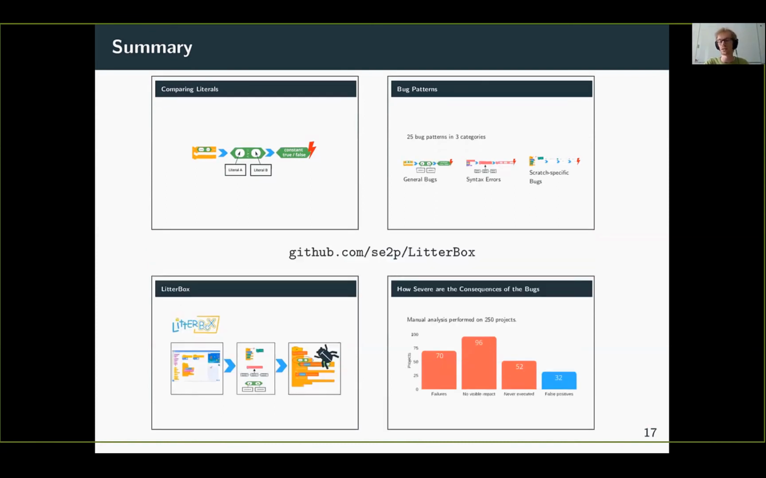Litterbox itself is available as open source on GitHub, so you can download it and analyze your own Scratch project.